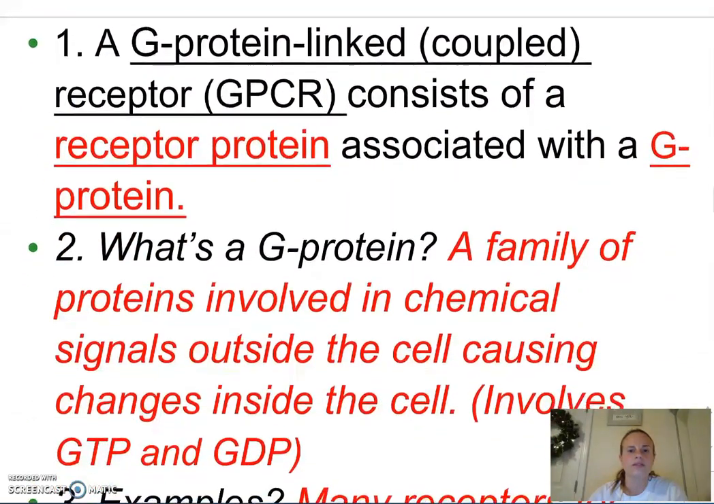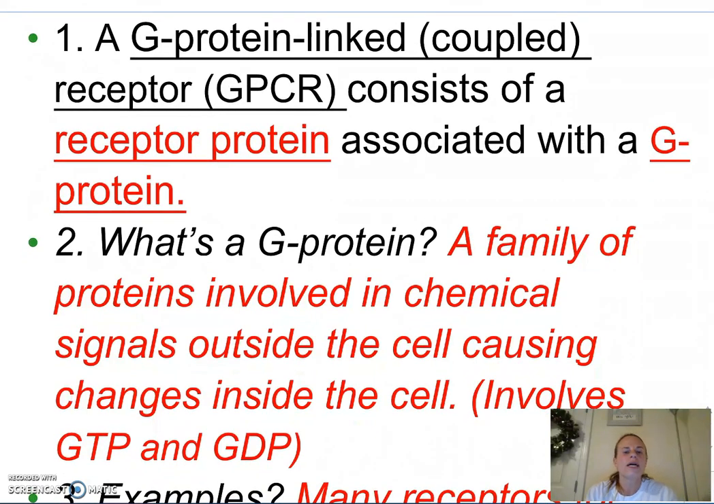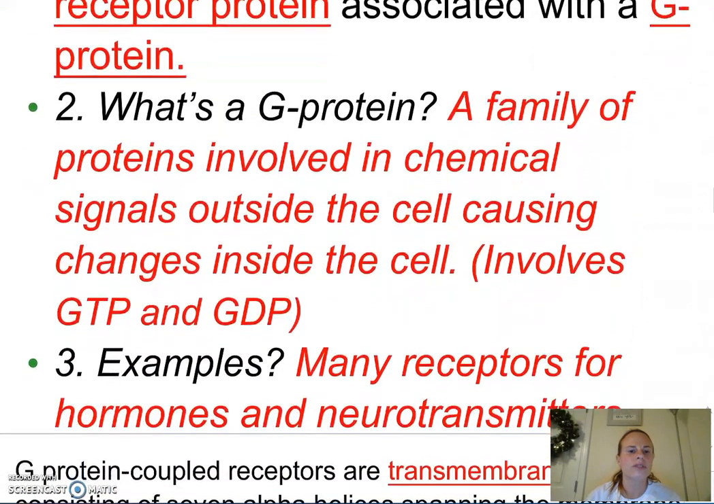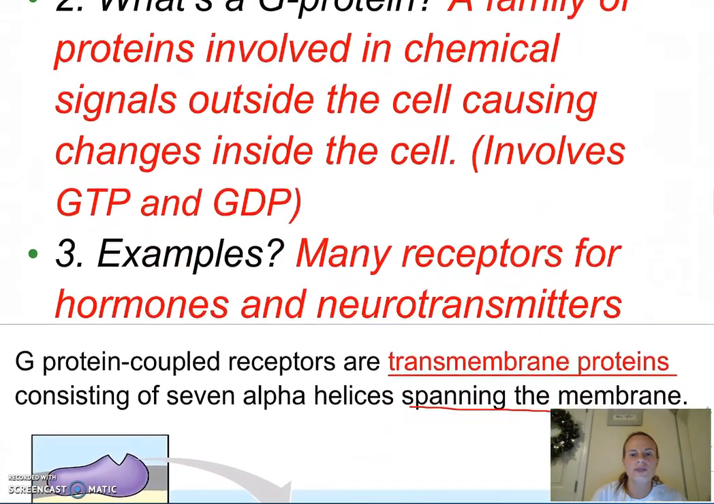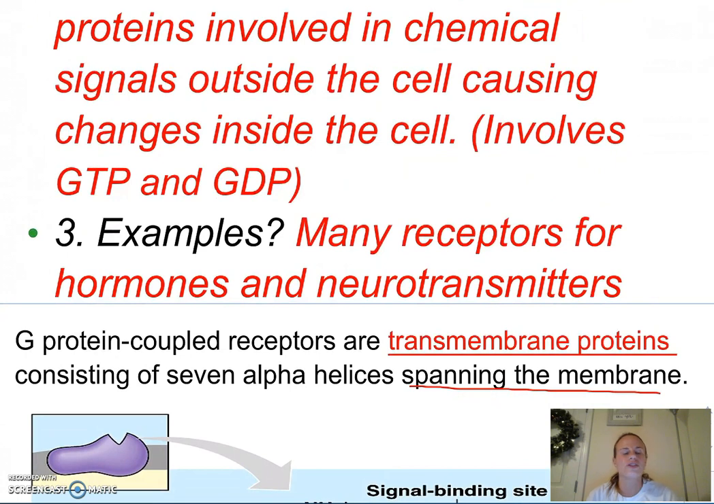A G protein linked receptor or G protein coupled receptor consists of a receptor protein associated with a G protein, hence the name G protein coupled receptor. Well, what's a G protein? A G protein is just a family of proteins involved in chemical signaling outside of the cell, which causes changes inside the cell. And it's going to involve GTP and GDP, which are kind of like cousins of ATP and ADP. Some examples of G protein receptors are receptors for hormones and for neurotransmitters.